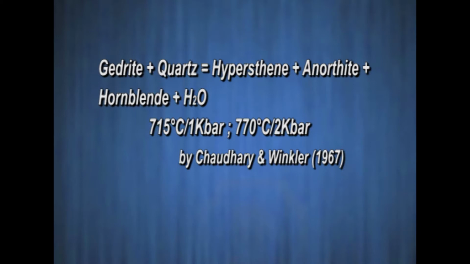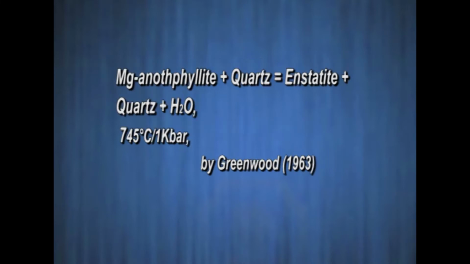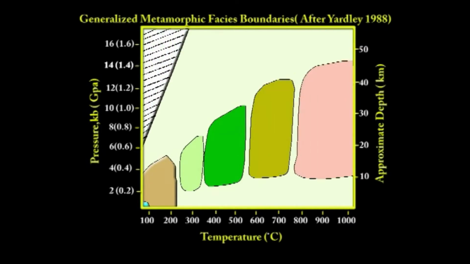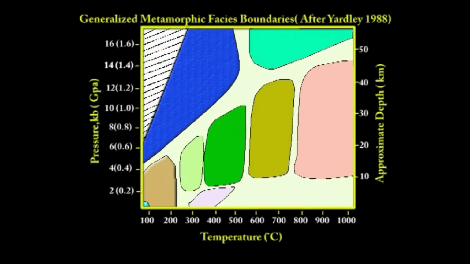This reaction was carried out by Chaudhary and Winkler 1967. Next reaction is Mg anthophyllite plus quartz give rise to enstatite plus quartz plus water, 745 degrees centigrade 1 kilobar, carried out by Greenwood 1963. These reactions therefore suggest a temperature range between 500 to 550 and 700 to 750 degrees centigrade for this facies.